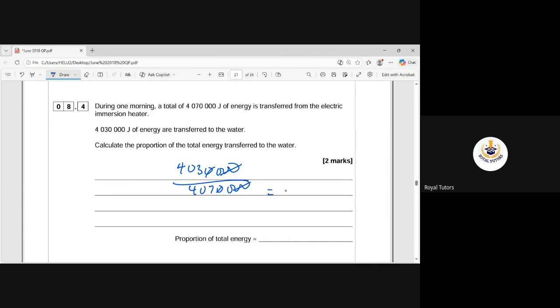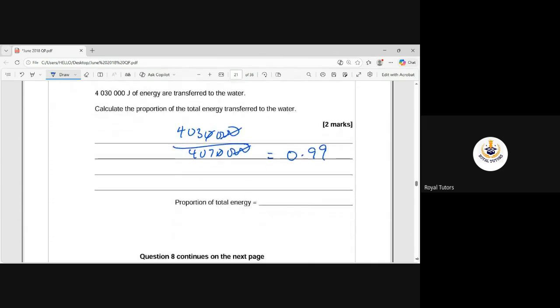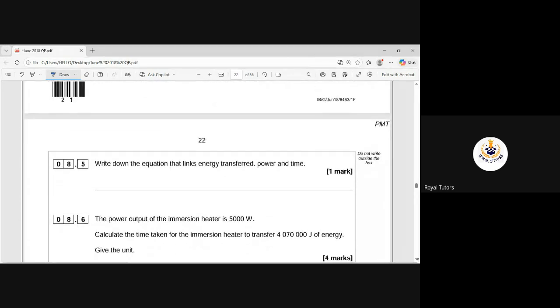You divide it, and that will give you a proportion of 0.99. Let's move on. We are doing great.